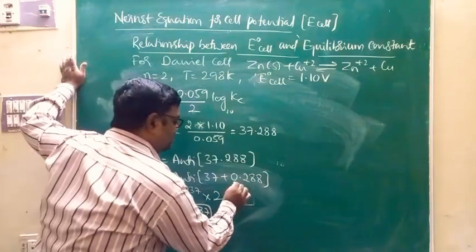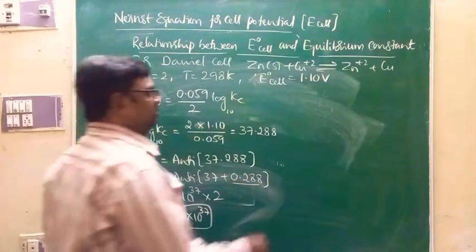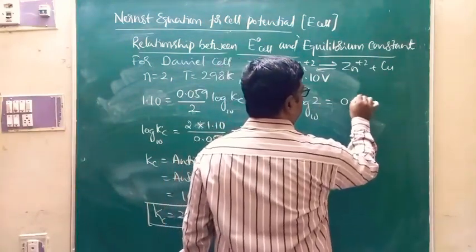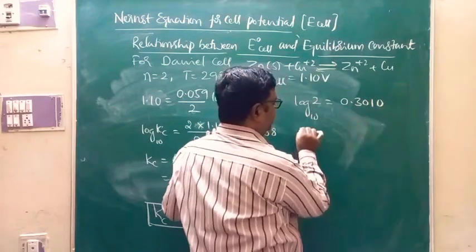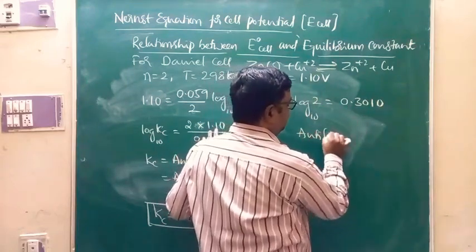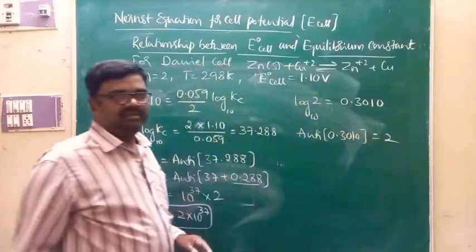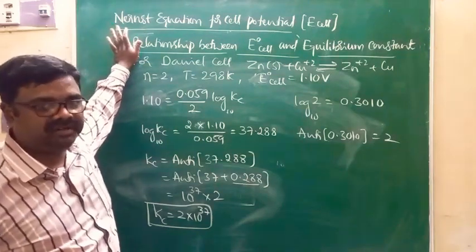Why do we get anti-log of 0.28 as 2? You know that log to the base 10 of 2 is equal to 0.3010. Therefore anti-log of 0.3010 is equal to 2. They are inverse to each other.